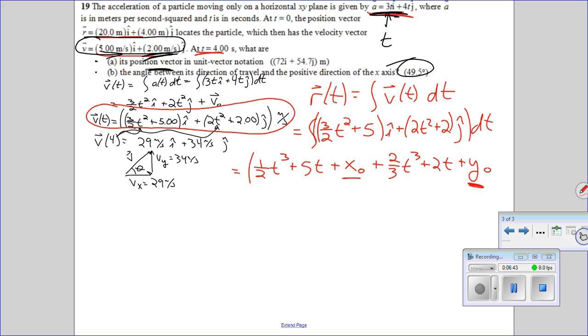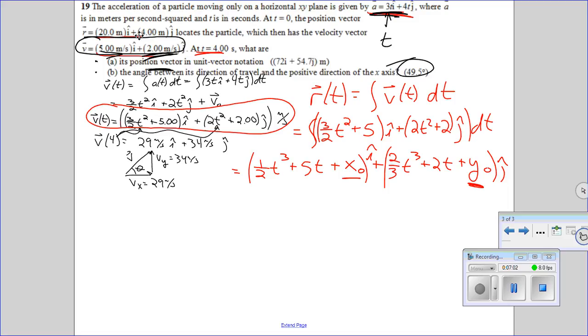Oh, this is wrong. What did I forget? I forgot my little vector guys. There's my i, and this is all j. This is not to the exponent. That's just me squeezing it in. Well, whatever. You get it. Okay, so there is my position vector.